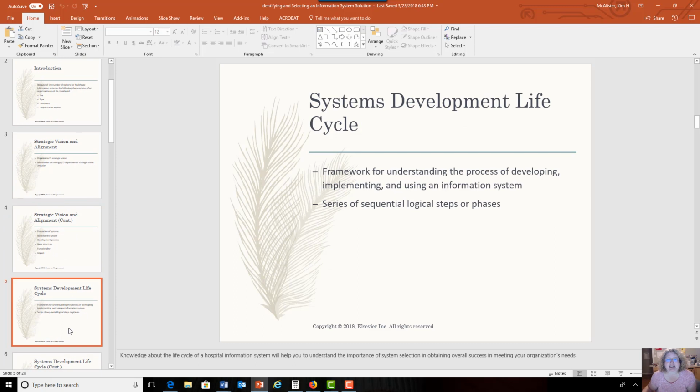We also have to look at the life cycle of the system. We need to know how long we should expect this to take. How long is it going to take us to figure out what we need? How long is it going to take to develop what we need? And then how long will implementation take?